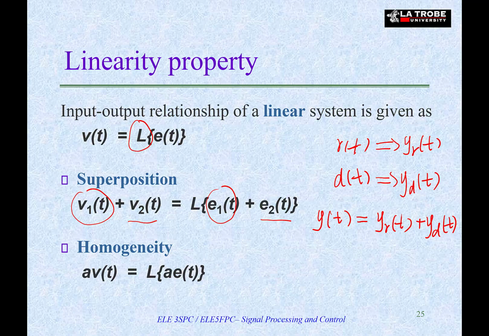The second nice property of a linear system is homogeneity. And this property basically says the scaling factor that is applied to the input is preserved by the linear system.